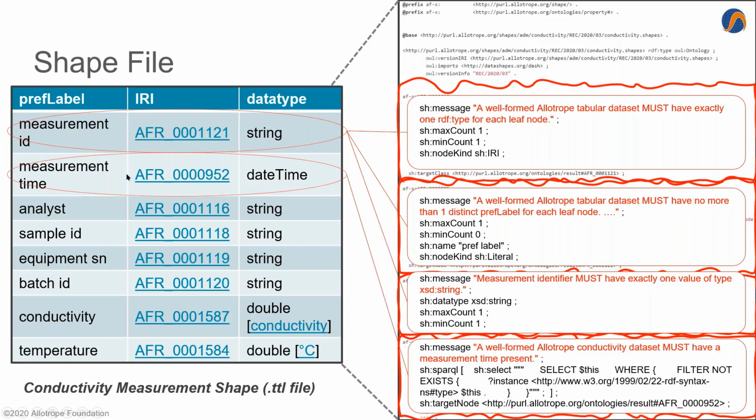And it states that the measurement time, we must have a measurement time present. And we are using in the shape a SHACL query to retrieve the measurement time.